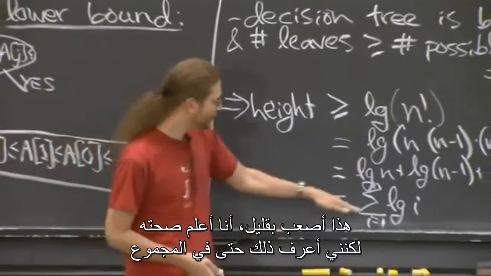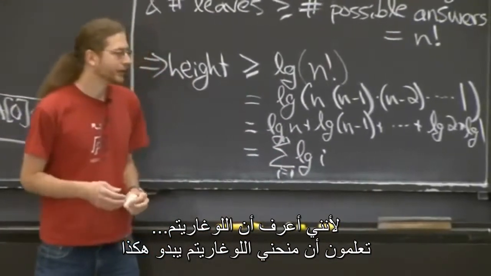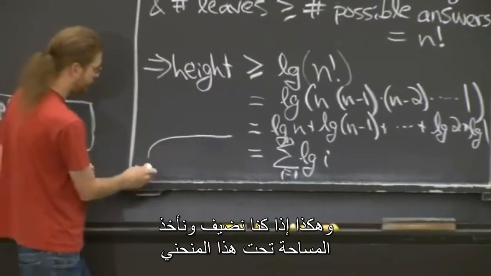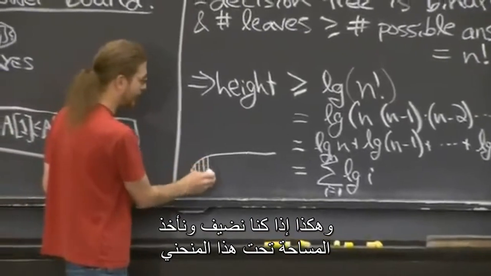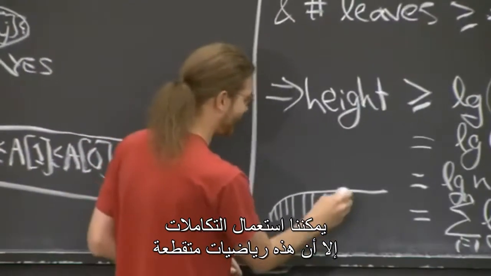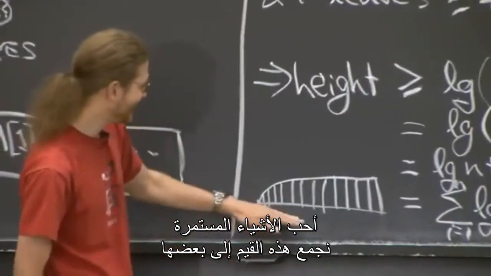But I know it even in the summation form because I know that log looks like this, basically. And so if you're adding up, you're taking the area under this curve, right? Oh, we can use integrals. This is discrete math class, though. None of that continuous stuff.